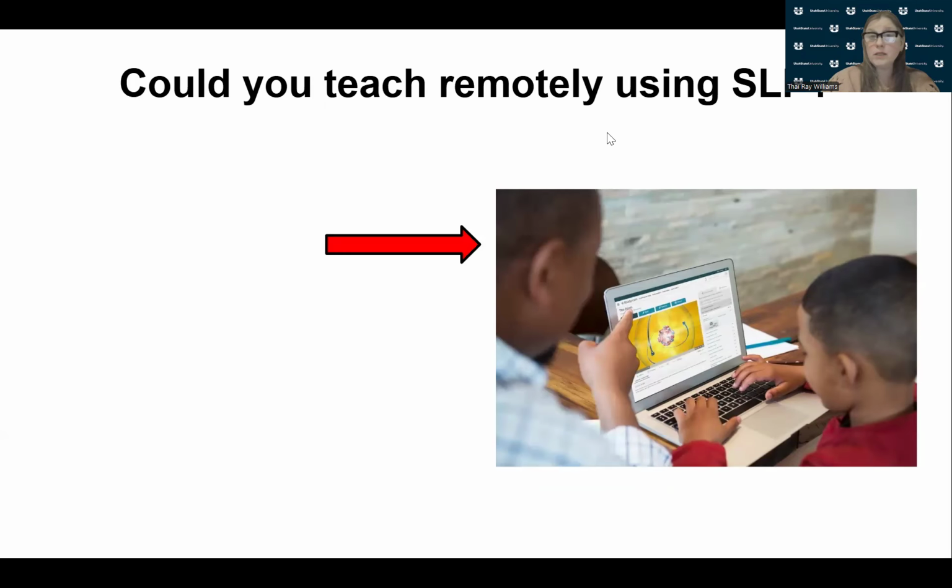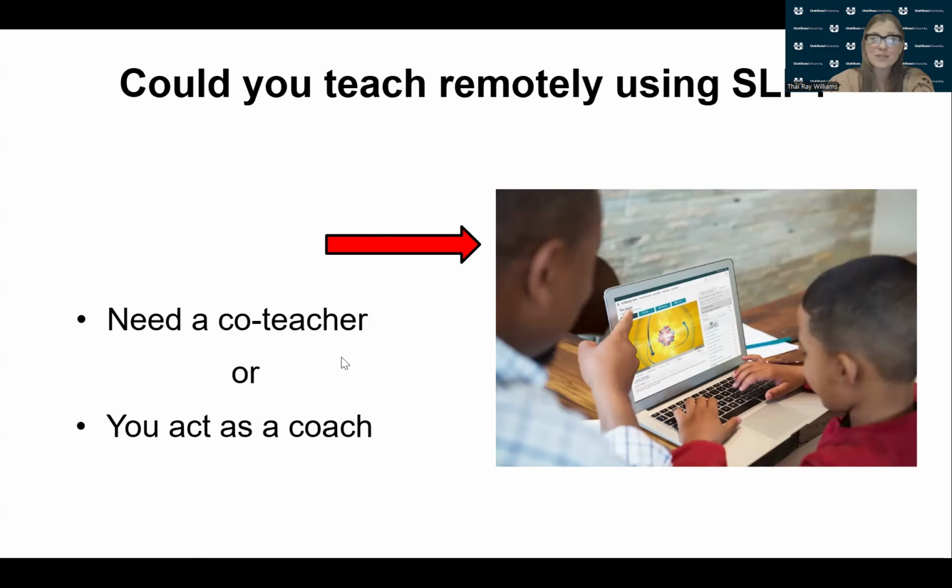Well, if you had a coach, I want you to think, if you had a coach on the other side helping the student, yeah, you could absolutely use the system of least prompts. You could do it one of two ways. You could hold a training session ahead of time where you taught them how to use the system of least prompts before instruction, or you could also coach them virtually as they're working with the students. For example, I could coach you right now through the system of least prompts with a student if you were working with them on the other end. So you would need a co-teacher, or you could act as the coach, as I was just saying.